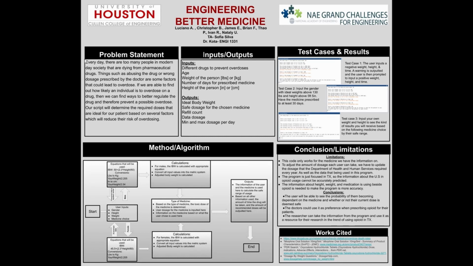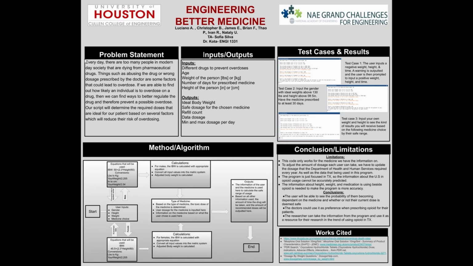Alright, for the algorithm or method that we approached this problem with, in our code we wanted the user to input their gender, their height in either inches or centimeters, their weight in pounds or kilograms, and the medicine choice. With the equations that we use to get their ideal body weights for male and female, we use the conversions and equations that are written in the algorithm sheet. Whenever they input their height or weight, we adjust it so that it follows the equation shown in the algorithm sheet. From those calculations, it will give us the ideal body weight for both genders.